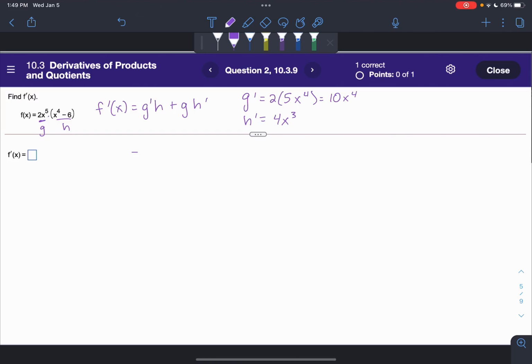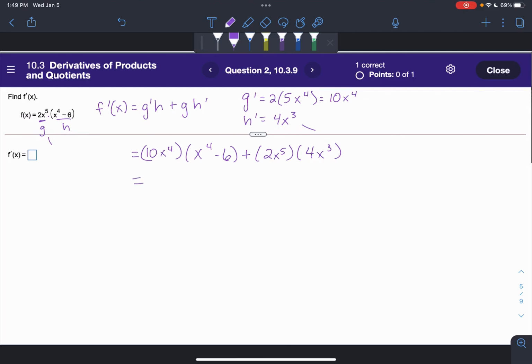So now let's plug what we just found in. 10x to the fourth for my g prime, h, which is the original function, x to the fourth minus 6, plus g, that's going to be my 2x to the fifth, times h prime, which is 4x to the third.